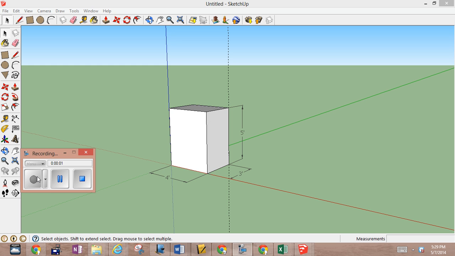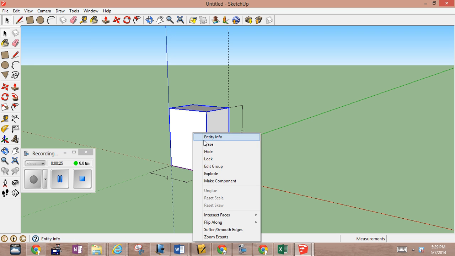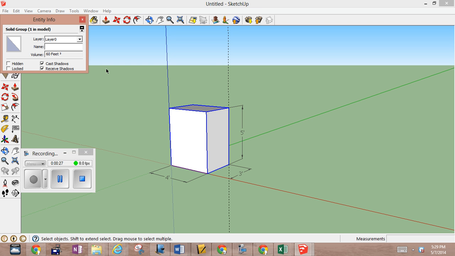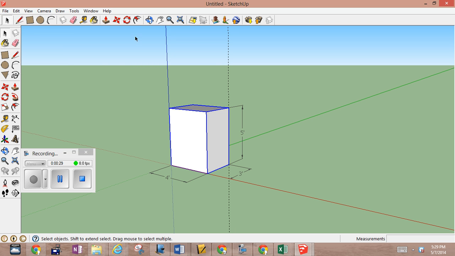We want to start showing you what we mean by an oblique pyramid, oblique prism. Now, here we have our simple box, 3 by 4 by 5. The volume of which is base area 3 times 4, which is 12, times 5, for 60. So if I made this a group, the entity information says that I have 60 cubic feet.